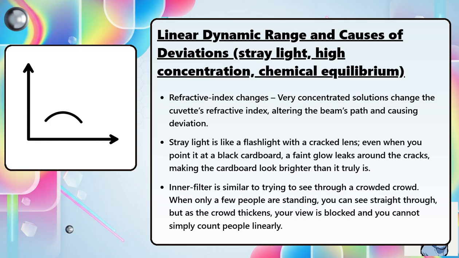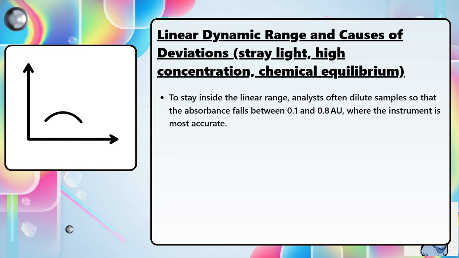Inner filter is similar to trying to see through a crowd. When only a few people are standing, you can see straight through, but as the crowd thickens, your view is blocked and you cannot simply count people linearly. To stay inside the linear range, analysts often dilute samples so that the absorbance falls between 0.1 and 0.8 absorbance units, where the instrument is most accurate.